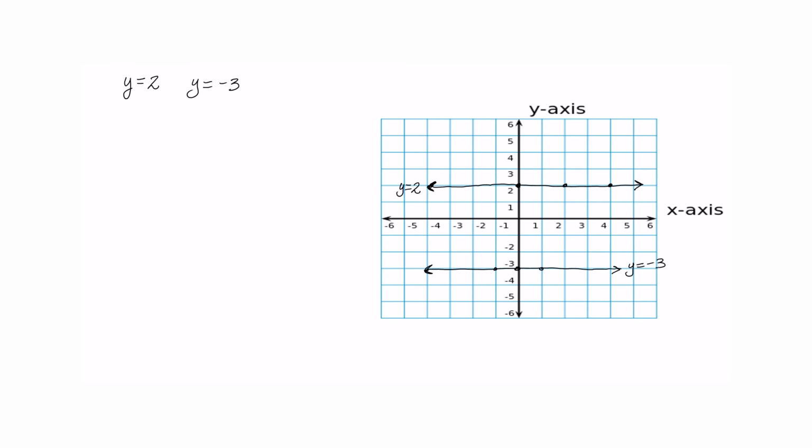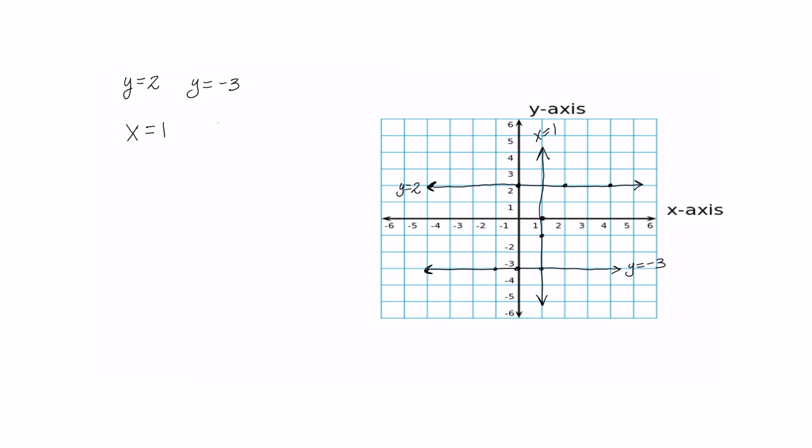Okay. Well, what about vertical lines? What do they look like? Well, a vertical line is going to look something like x equals 1. So if x equals 1, we're only going to graph x values that are 1. That gives us a vertical line passing only through the x value of 1.